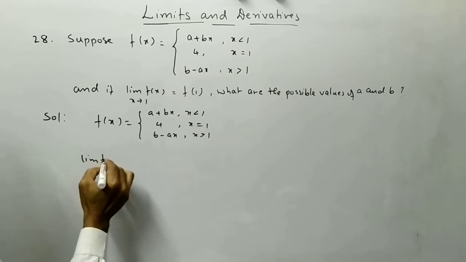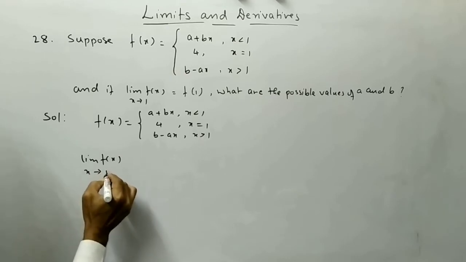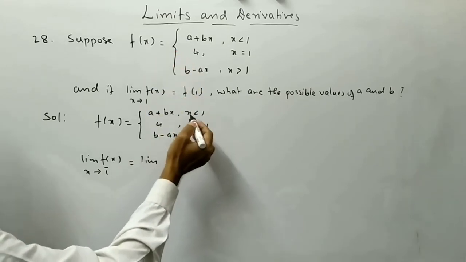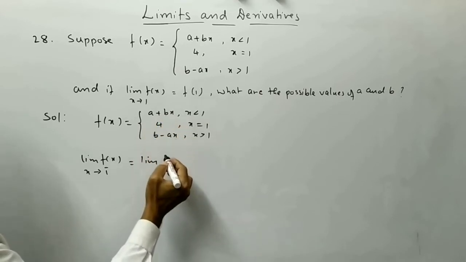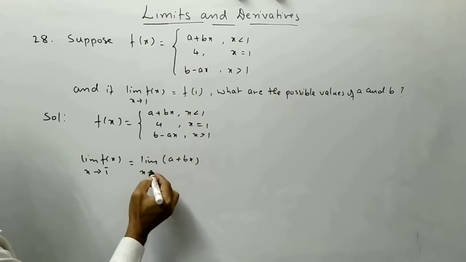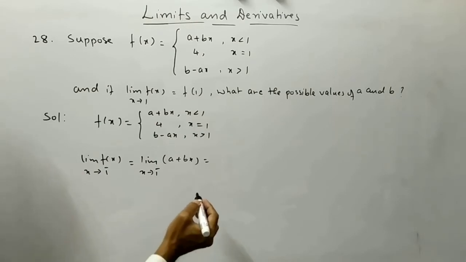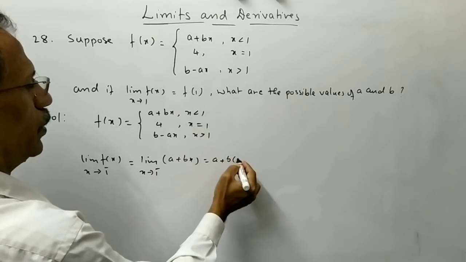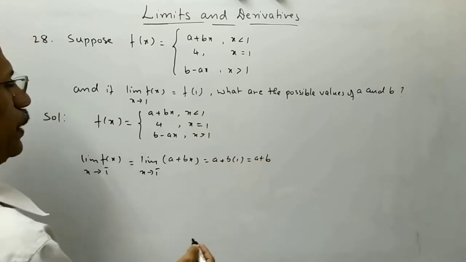Limit of f of x when x tends to 1 from the left side is equal to the limit of, what is the function for x less than 1? f of x is equal to a plus bx. The limit of a plus bx when x tends to 1 is equal to a plus b into 1, which is a plus b.